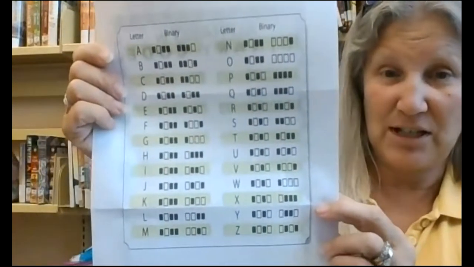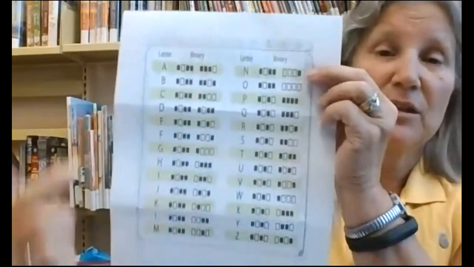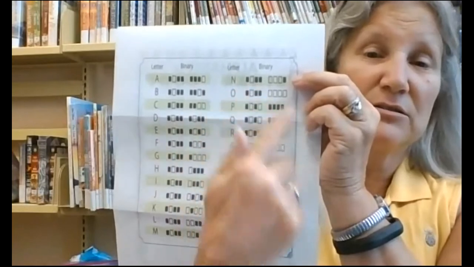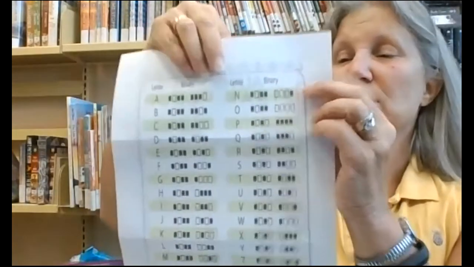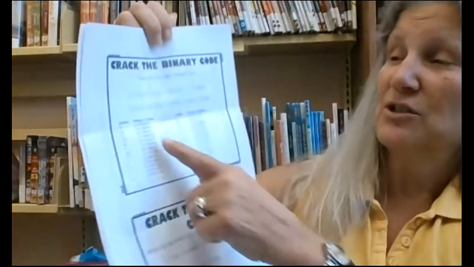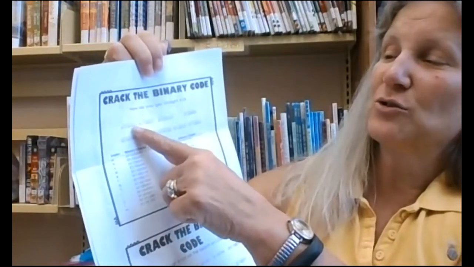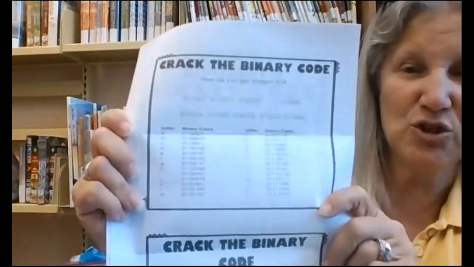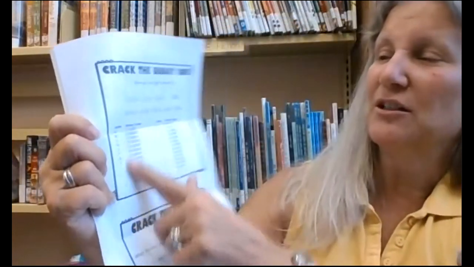So in your kit, you'll get one of these, and it is color coded. So you'll see dark and light, and you can figure out what your letters are. One of the pages though will have a crack the code. So if you can figure out those 8 numbers, the 0s and 1s, and I know you can't see too well on the screen, but you can when you get the paper, match it up with the letter, and you'll be able to answer 2 riddles. So you're going to get to crack the code for 2 riddles.